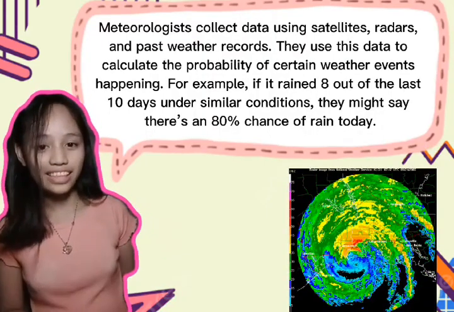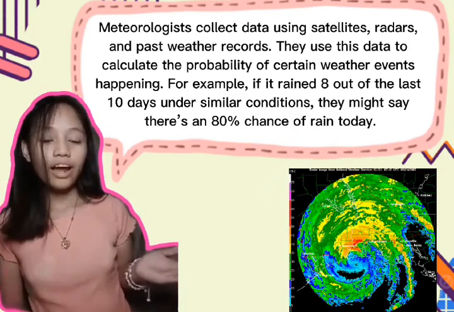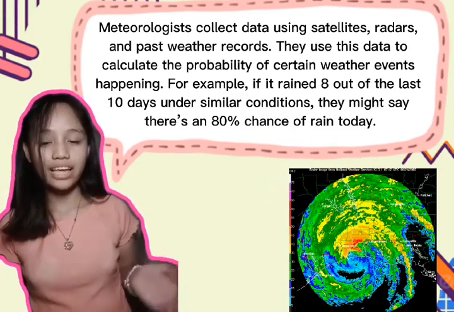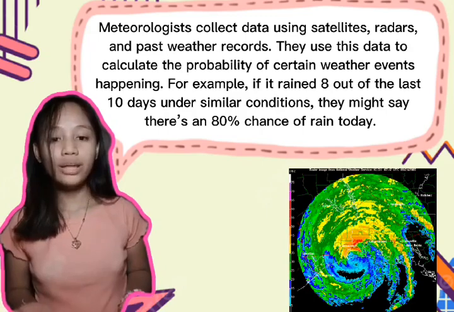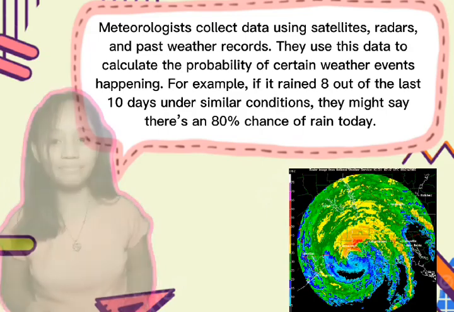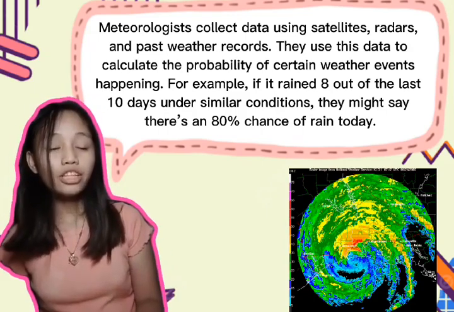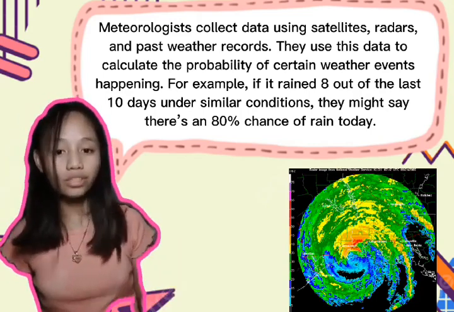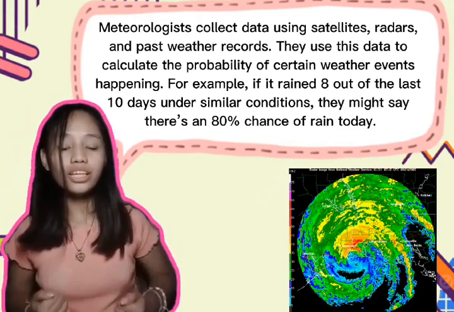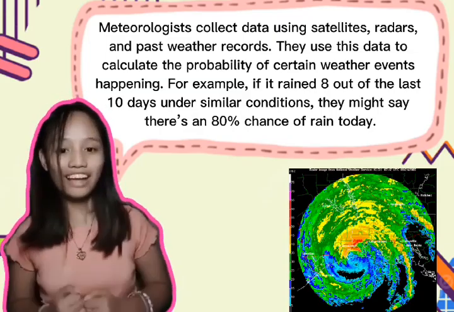Meteorologists collect data using satellites, radar, and past weather records. They use this data to calculate the probability of a certain weather event happening. For example, if it rained 8 times out of the last 10 days in the same conditions, they might say that there's an 80% chance of rain today.